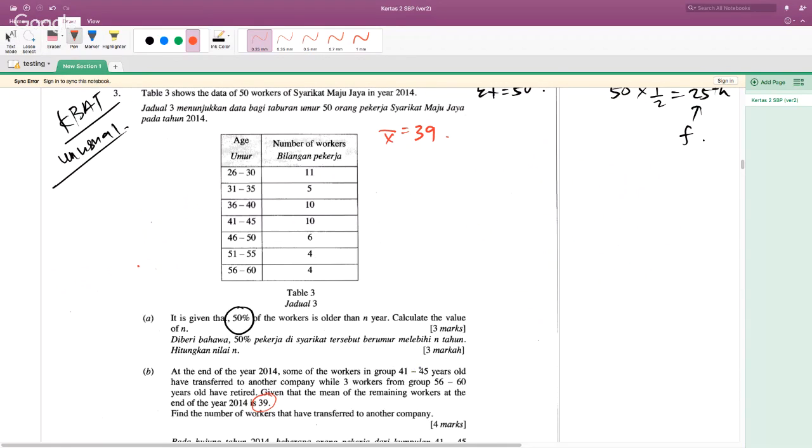And then of course I know 40 to 41. Where's 40 to 41? Okay, it's over here. Some workers transfer to another company. So now you have 10 workers in the age 40 to 41. Some workers are going to leave. I do not know how many, so I will call those workers X. Because the question asks you to find the number of workers who have transferred to another company, I will say X equals the number of workers transferred.